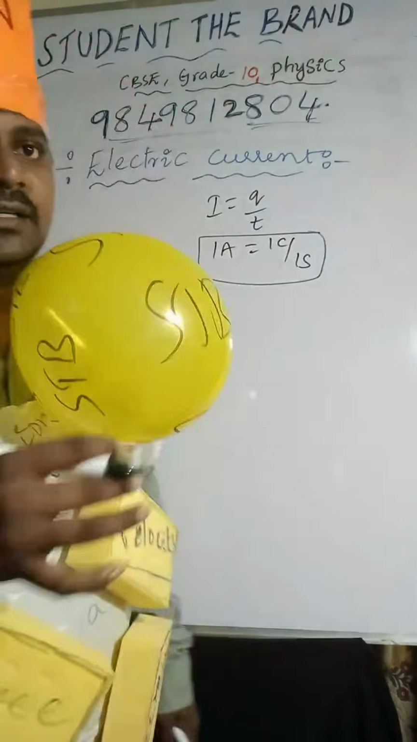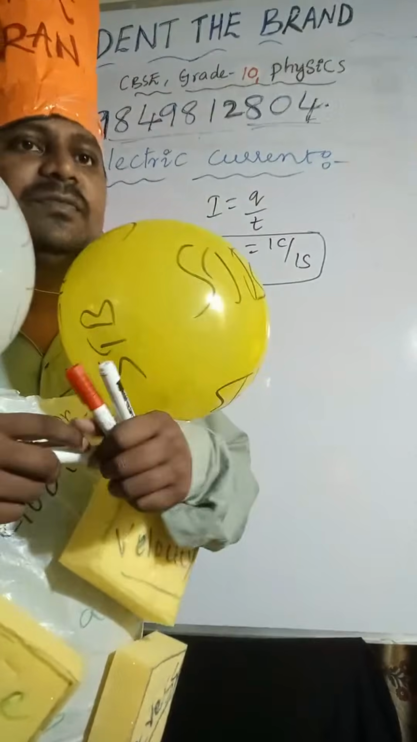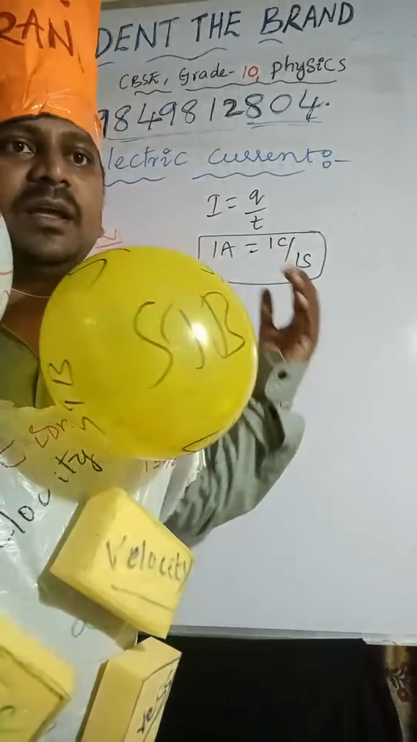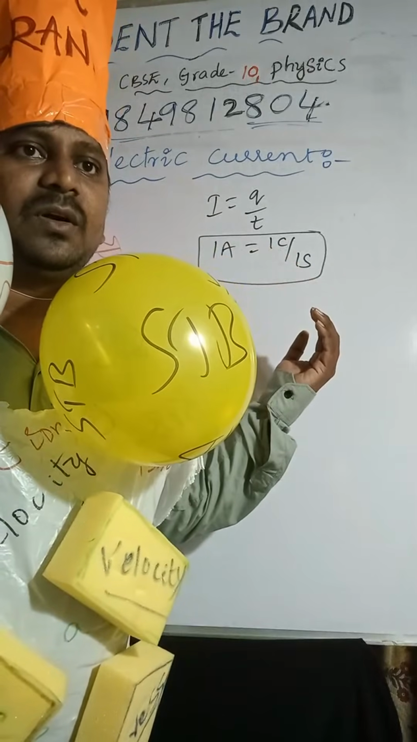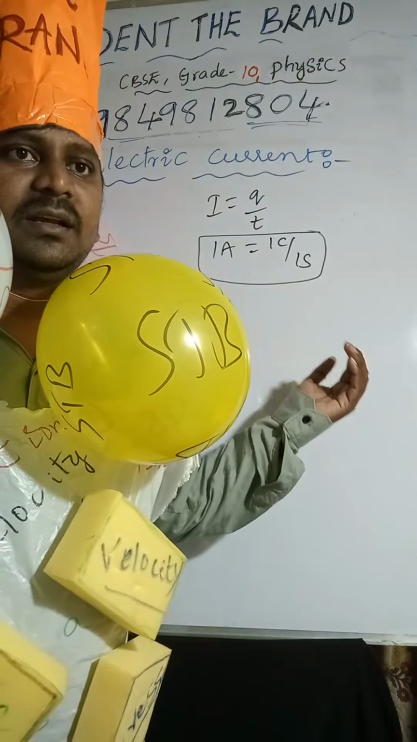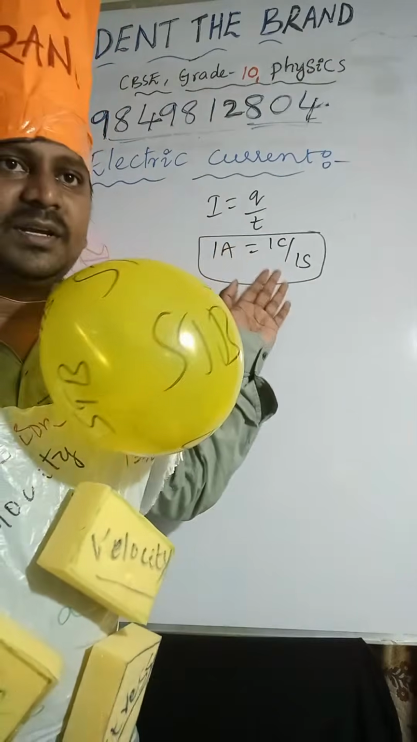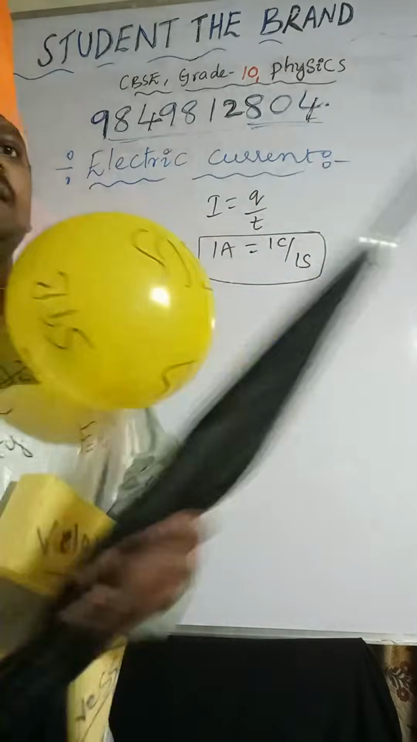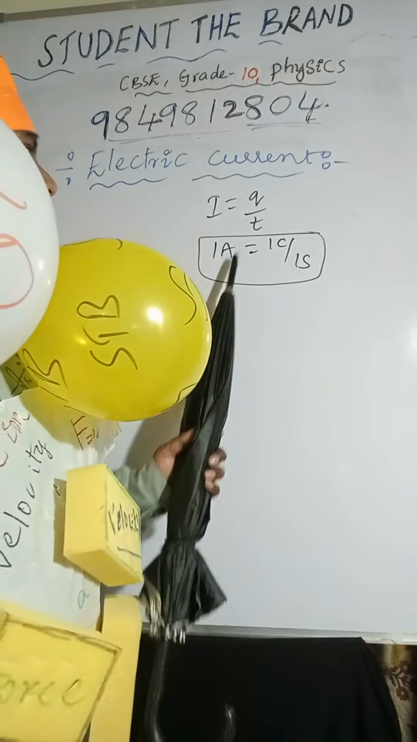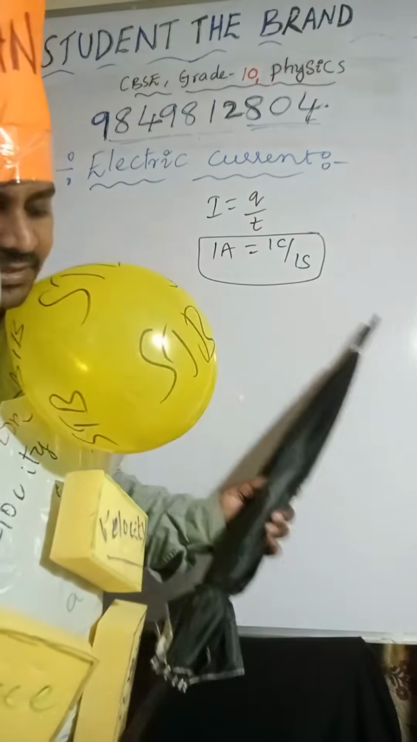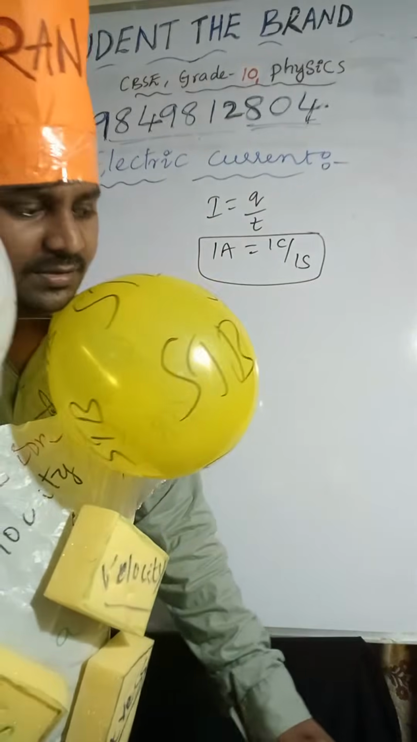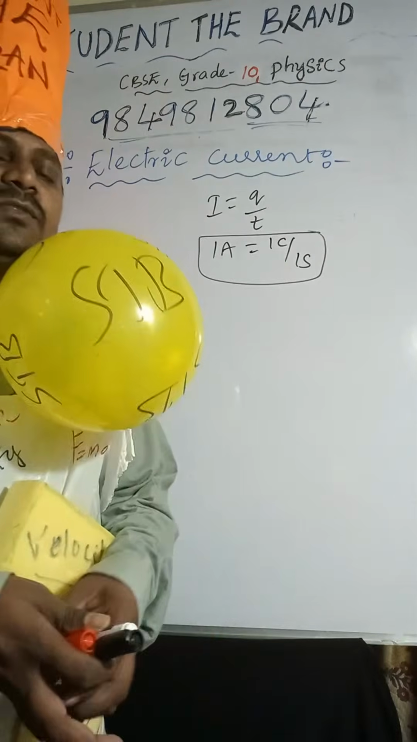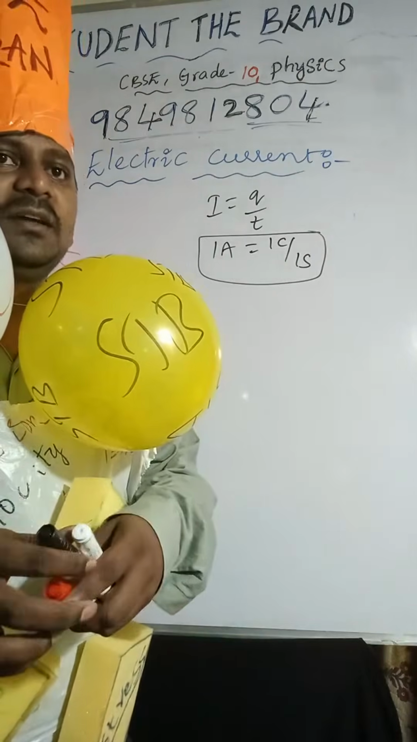So the SI unit of current is defined as: 1 ampere is 1 coulomb of charge flowing through unit cross-section area per second. So I equal to Q by T. I hope it is very clear. The SI unit of current is ampere, the SI unit of charge is coulomb, and the SI unit of time is second. So that is about electric current.